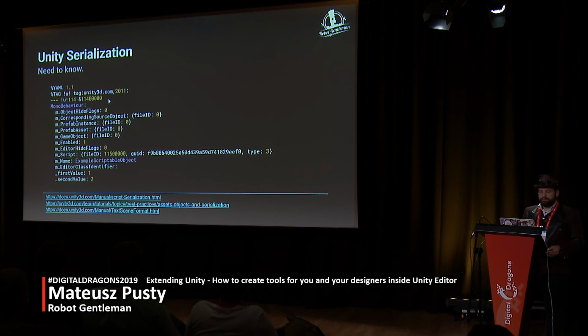This is the file ID, this local ID. And here we have a script file that's basically the script we have created that tells Unity what script is used for this object. And this is the asset GUID of that script. You can also see here the first and second value that we have created in our example, and all other values that are provided by Unity. The good thing is that we can access those values and modify them at our leisure.